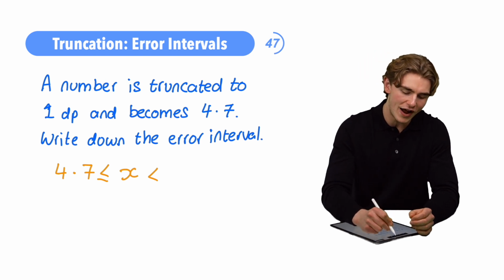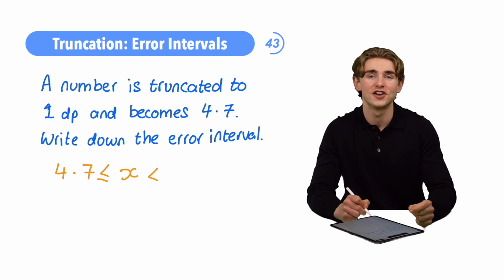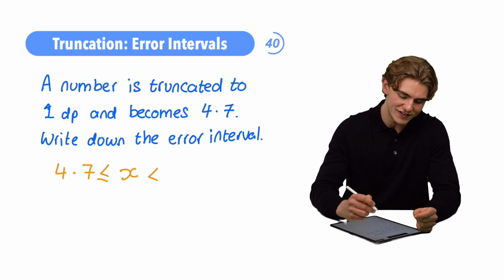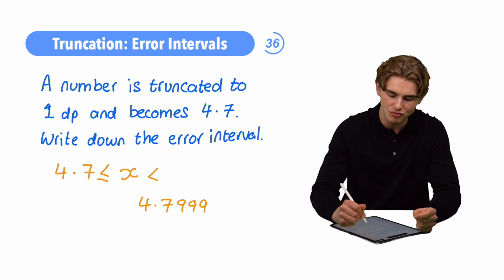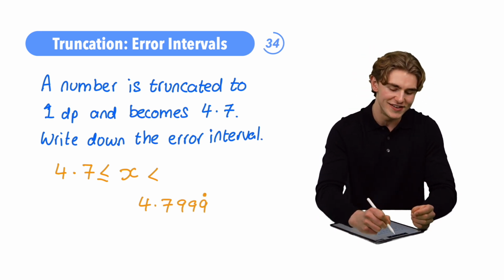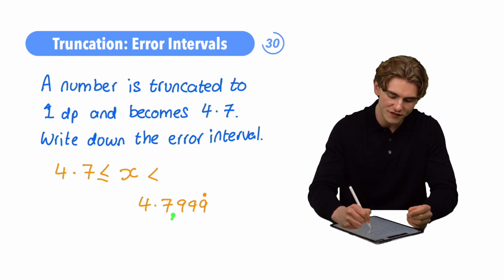Now, what about on the right-hand side? What are we going to have? If we think about it, the largest possible number that x could have been before it was truncated would essentially be 4.7, 99999 recurring. That would go on forever. Why? Because this is the number which is the largest possible number that when we chop off the values after the 7 would give us 4.7.